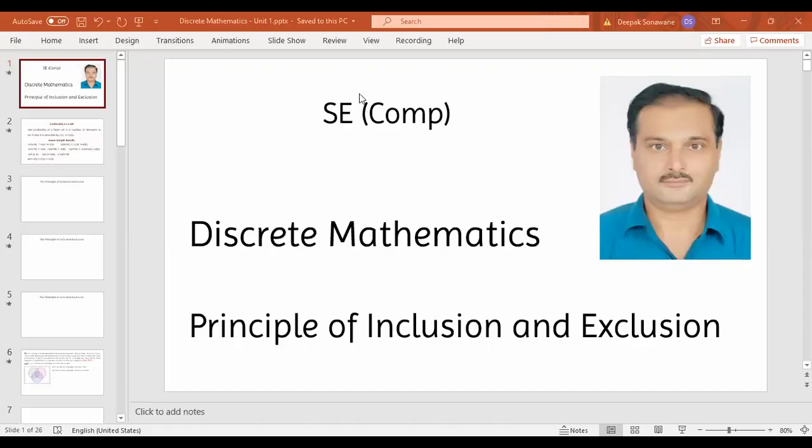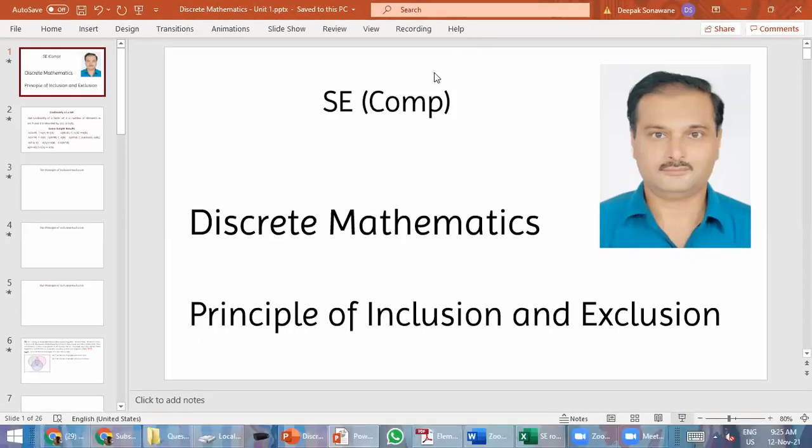Greetings. Yesterday we were discussing the principle of inclusion exclusion, and then we tried to extend the formula for two sets to three and in general n sets also. So in regard to the same, we'll discuss one or two more problems and then we'll proceed further.